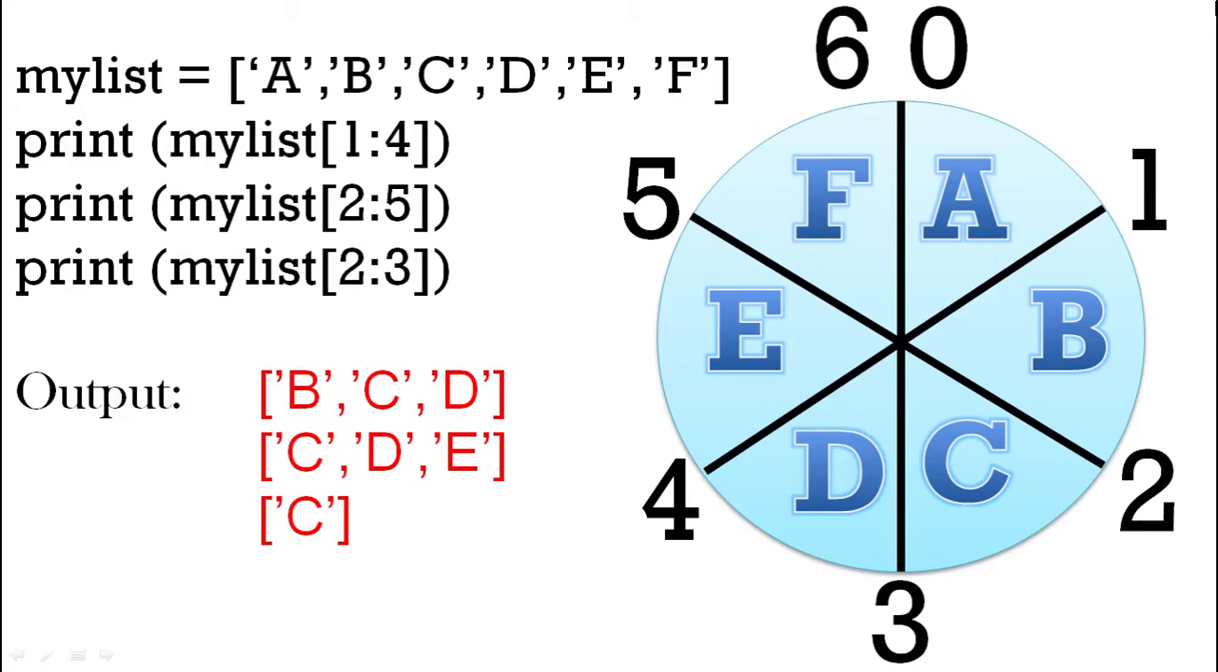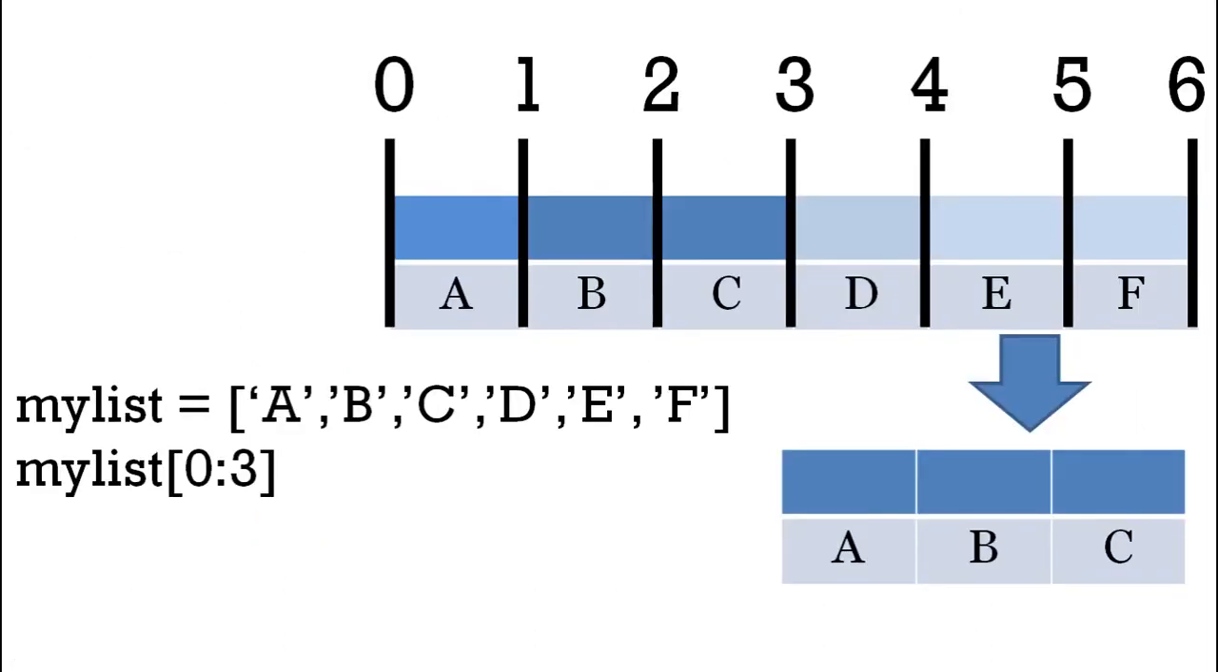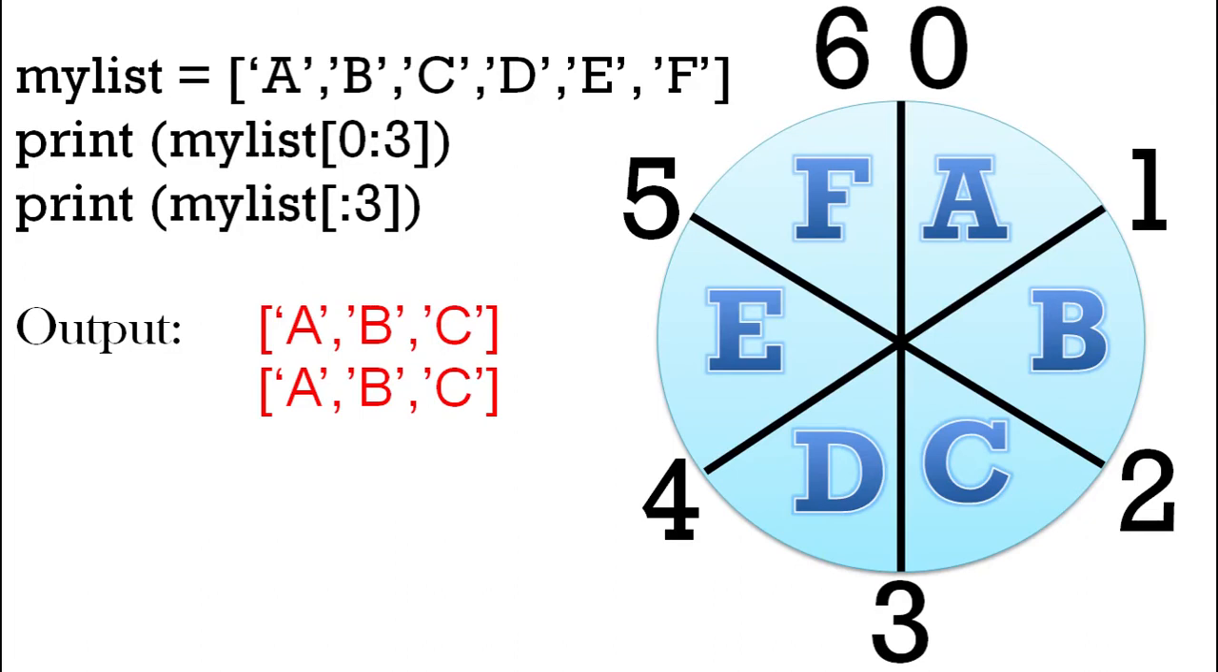We can look at the other diagram. We can see A, B, C is from the start, 0 to 3. Quite straightforward. We look at our pie, 0 to 3, A, B, C. If we're going from the start, we don't need to put the 0 in. In the square brackets, in the second example, it just has colon 3. So if there's no number before the colon, it goes from the beginning.